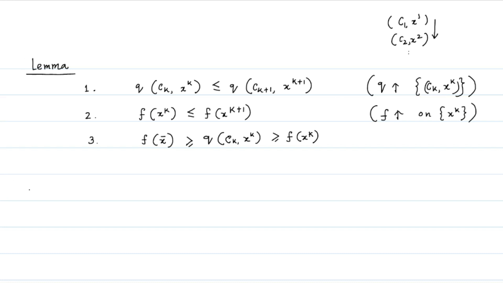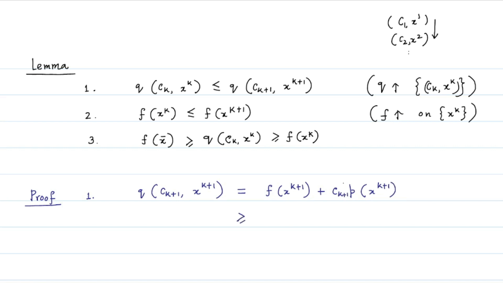Let us now go for proving all these three results. They are a bit straightforward. For the first result, we see that the expression of q at ck plus 1, xk plus 1 is equal to f xk plus 1 plus ck plus 1 times p xk plus 1. This ck plus 1 is bigger than or equal to ck, because you have considered here the sequence ck is an increasing sequence. Let me write here in the lemma.